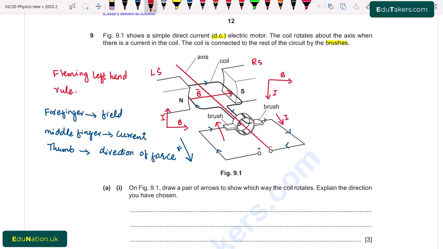Here everything is same, I just change the direction of current. First of all it is upward, but in right side it is downward. So here the force will act in the upward direction. It is the direction of force. So you can see that the coil moves in this direction. It will be moved just like this.